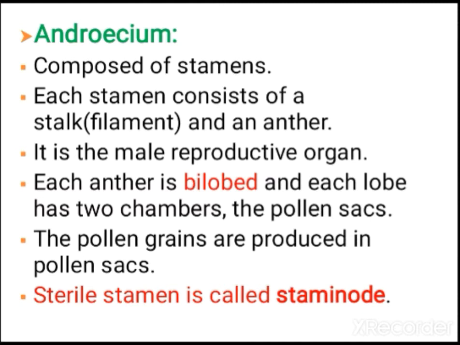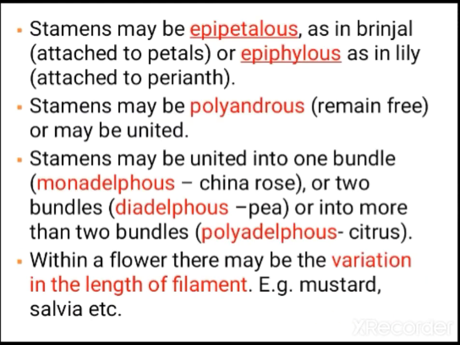When you observe the anther, it is bilobed. Two lobes are there, and each lobe consists of two chambers, and the chambers are called pollen sacs, and the pollen grains are produced in the pollen sacs. Normally the stamens produce pollen grains, but sometimes a stamen can be sterile also. A sterile stamen is called a staminode.